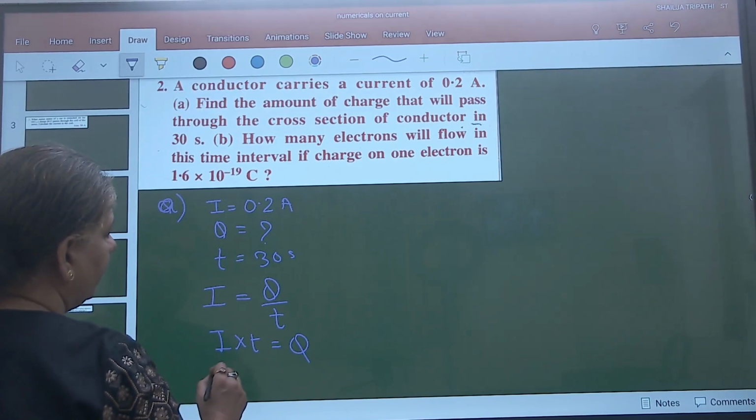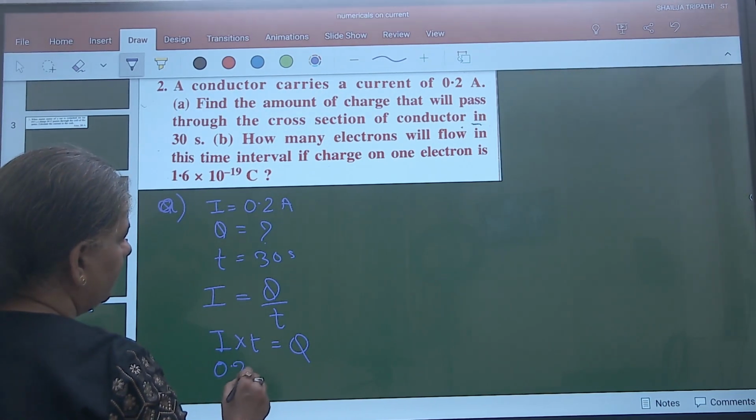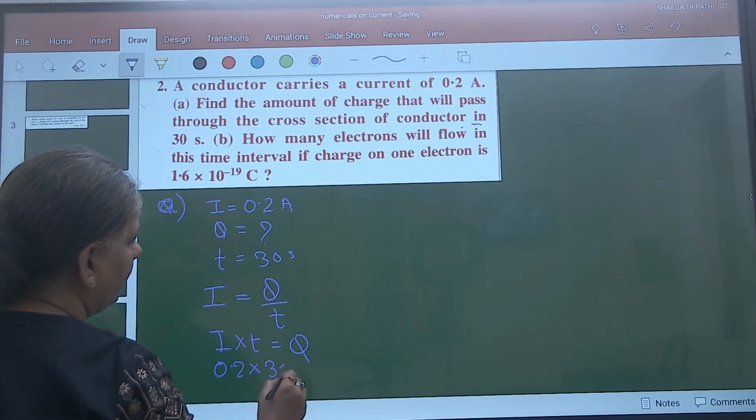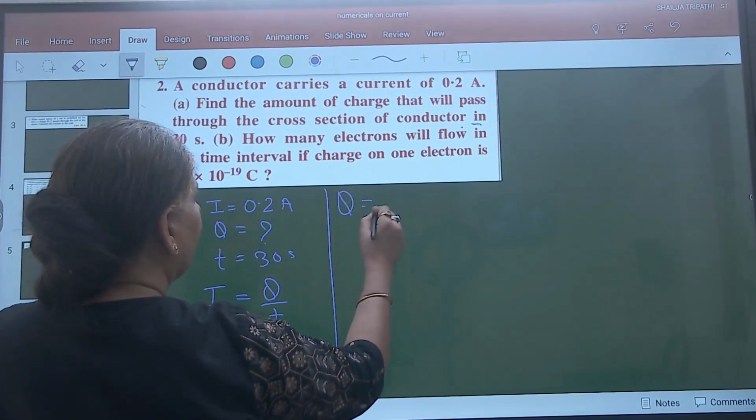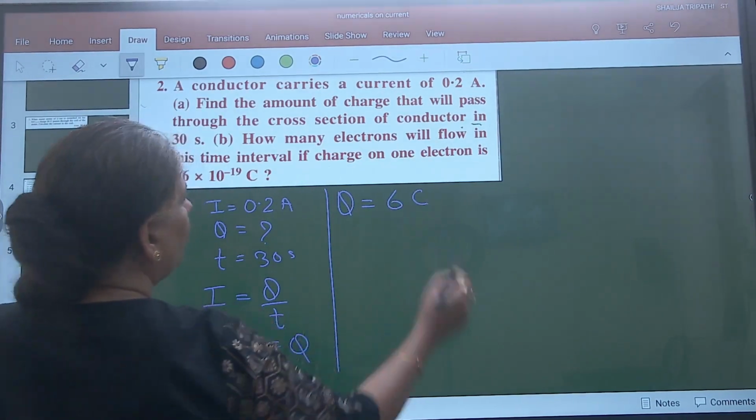So I is 0.2 and time is 30 seconds. So Q comes out to be 6 coulomb.